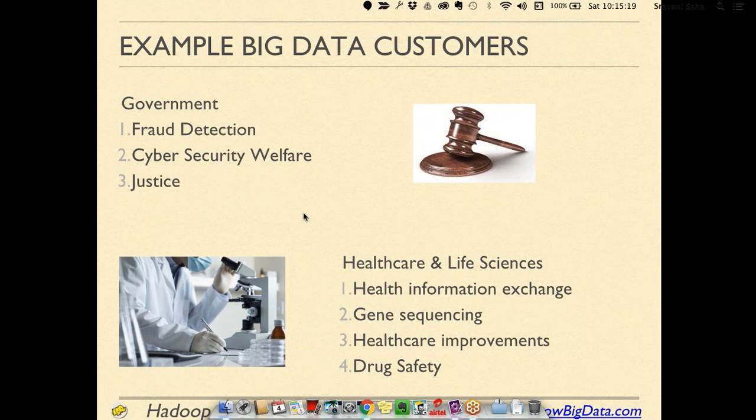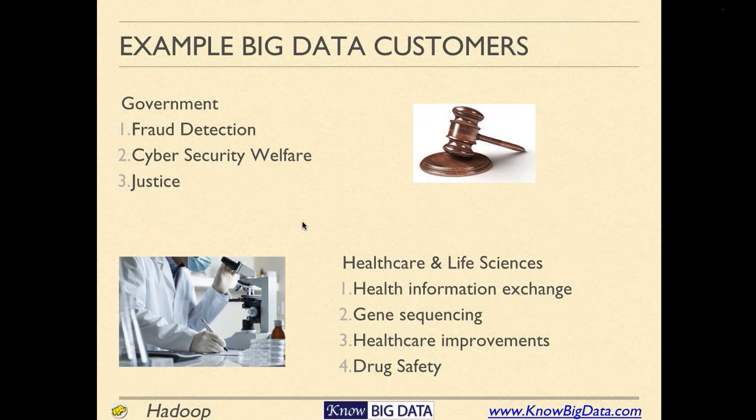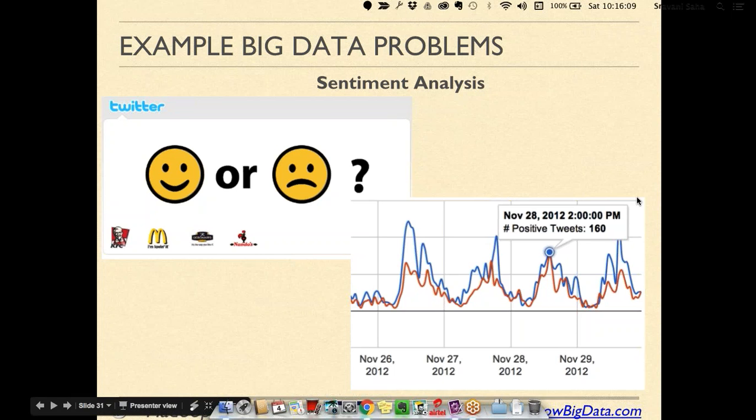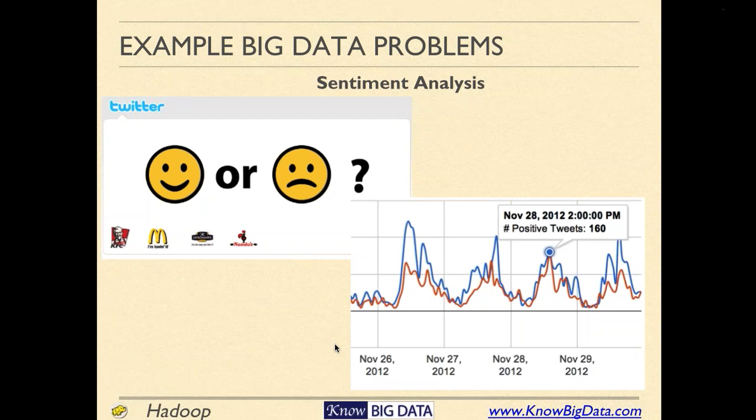Gene sequencing is one big complex where the V for variety matters. Third is healthcare improvements. Fourth is drug safety. So these are a few use cases, and there are many more. Almost every industry is trying to figure out how they can improve their solutions or their products by using data. And when they do that, most of these companies realize that even to store that amount of information about their customers requires huge storage and huge computing, and hence they generally require a big data solution.